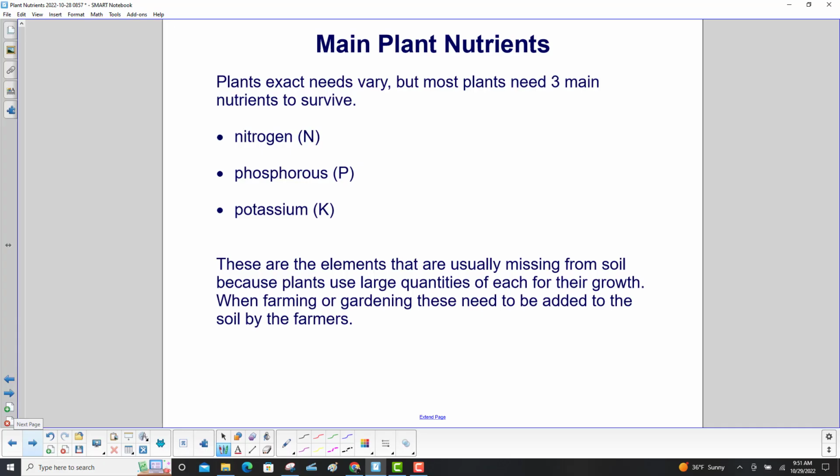Plants' exact needs vary, but most plants need three main nutrients to survive: nitrogen, phosphorus, and potassium. These are the elements that are usually missing from soil because plants use large quantities of each for their growth. When farming or gardening, these need to be added to the soil by the farmers.